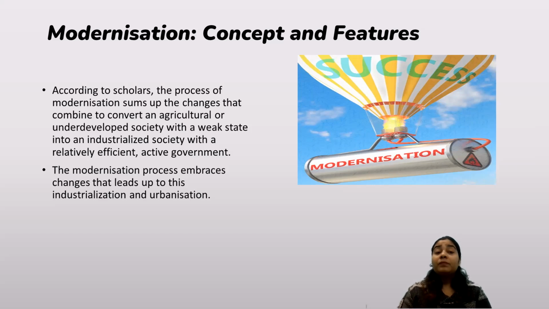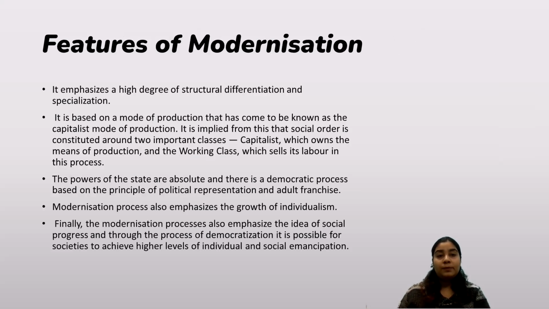So basically modernization sums up the changes that convert an agricultural or underdeveloped society into an industrialized society with a relatively efficient and active government. So, modernization could be studied in economic, political, and social cultural terms also, right? Basically, modernization is a process that embraces change in all ways, like social, cultural, political, economic, and psychological terms also. It is a process that embraces change.